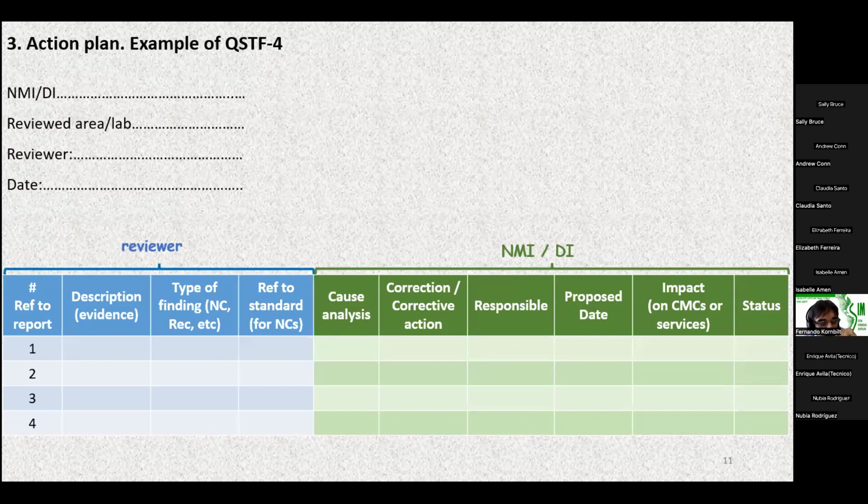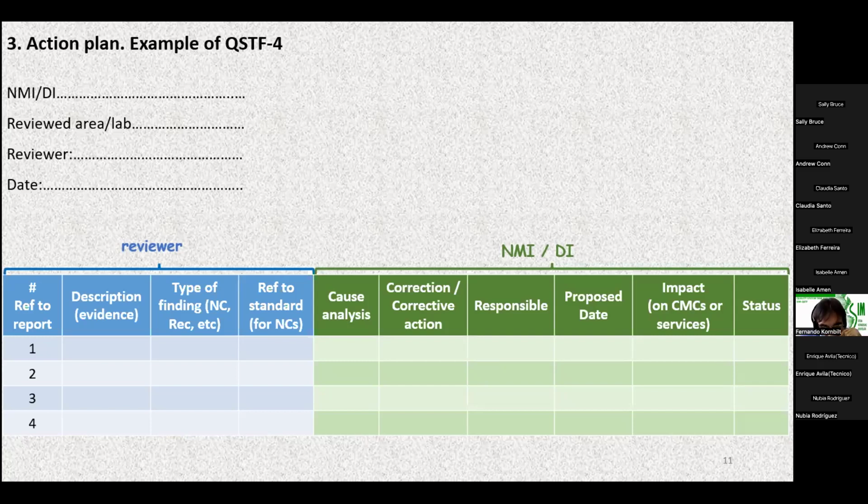What you have in blue here would be what the reviewer sees, what you transcribe from the report: the number of finding, the description of the finding, if it corresponds to the evidence, the type of finding, the standard reference. And what you see in green is the answer of the institute to that: the cause analysis, if there's a cause analysis, a corrective action, or a correction, the person responsible, and the date for this corrective action or the action proposed, and the impact on the MC and the status, whether this finding has been solved or if it hasn't yet been solved, and what the status is.